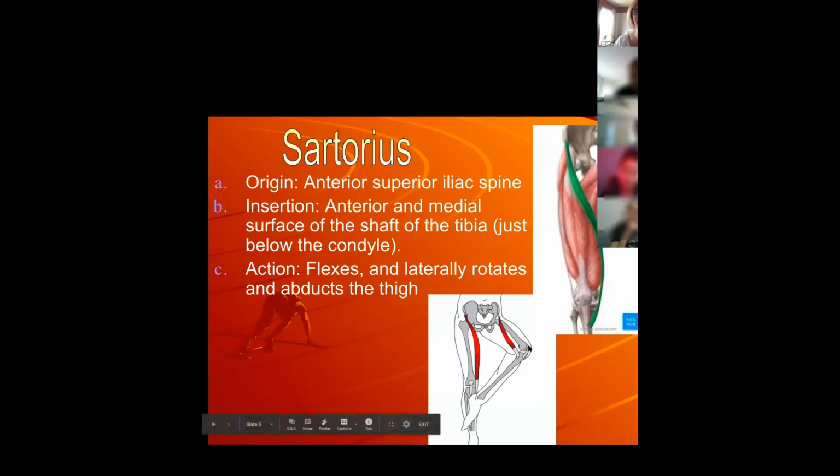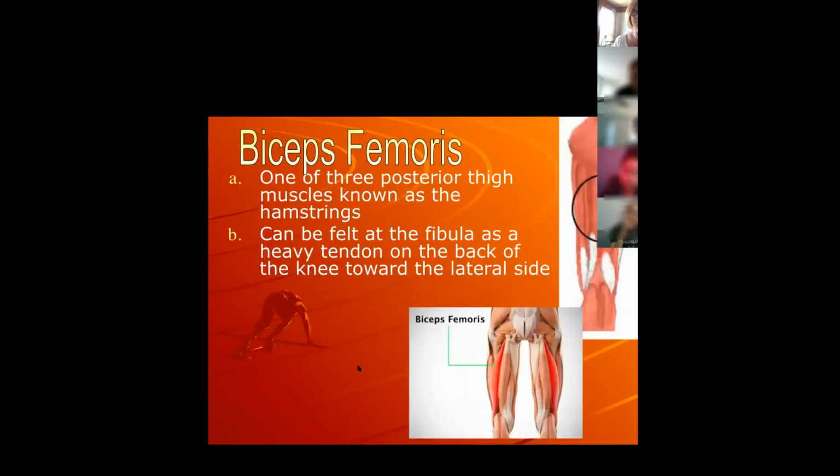So that would be the action of this muscle. So it brings the knee up and out. So that's a flexion at the hip, a lateral rotation, and an abduction of the thigh, because it's taking the thigh away from the midline. That's all the front. Those were all front muscles.